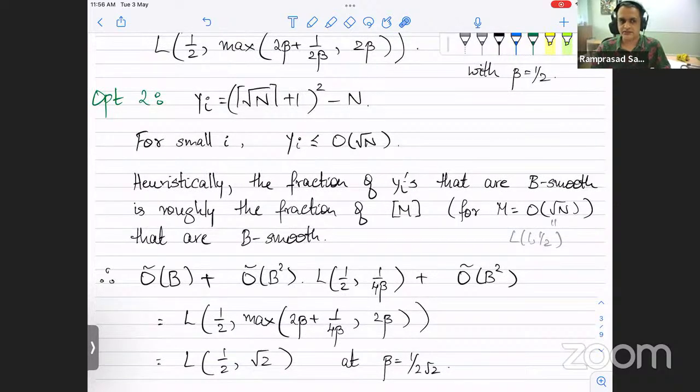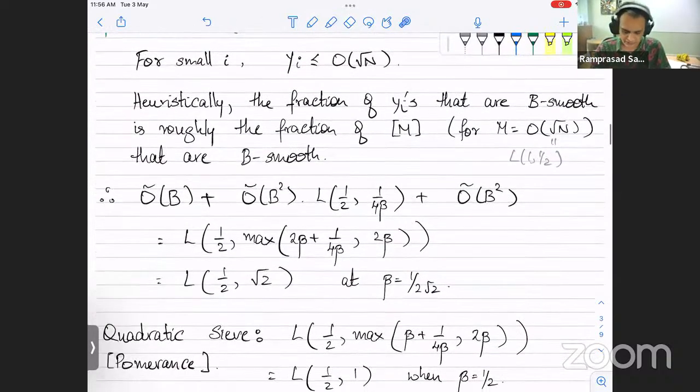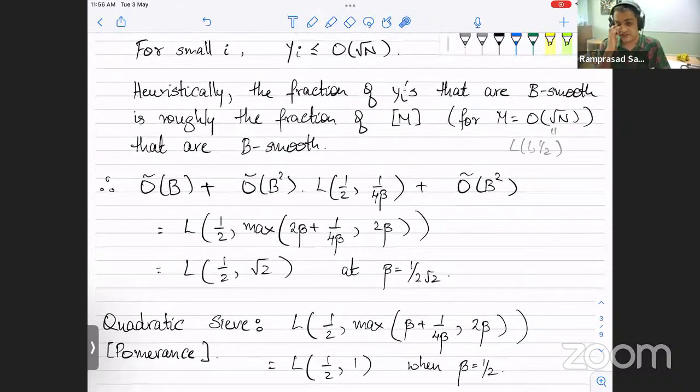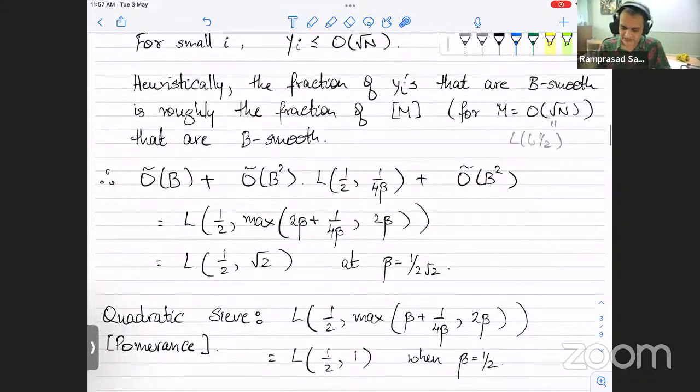Okay. So this is what we did last time. Today's lecture is going to build on top of this particular choice of YIs. We are going to see something called the quadratic sieve, due to Carl Pomerance, which achieves a better bound: you shave this 2 beta into a beta. That's the gain that you make.